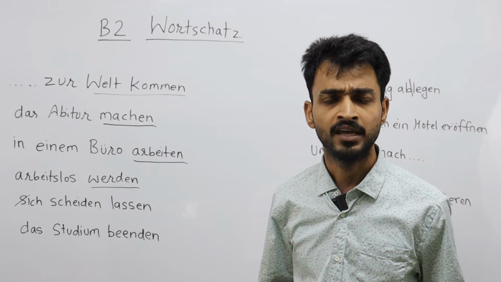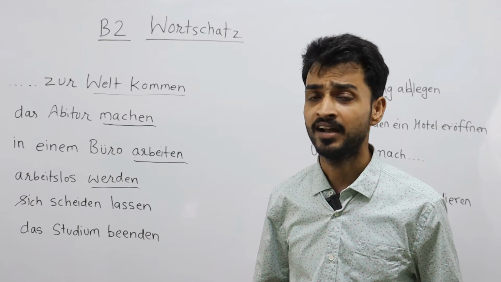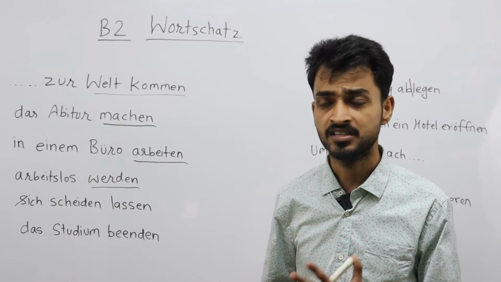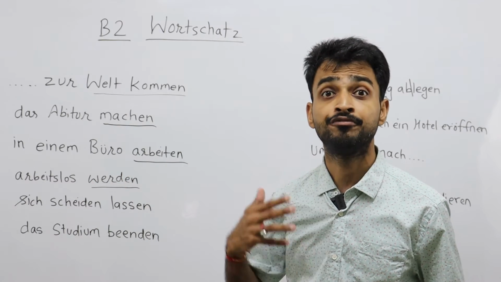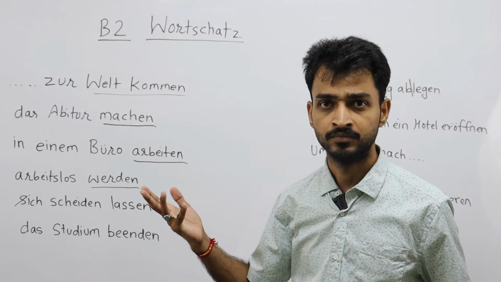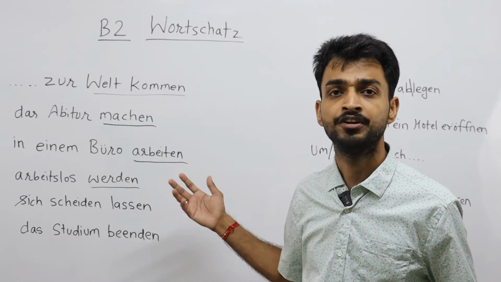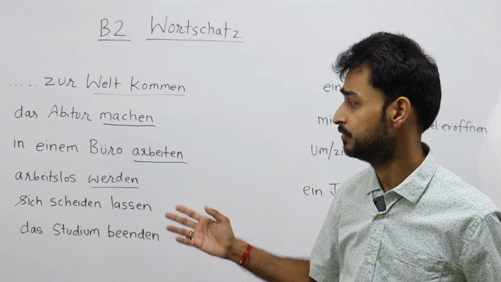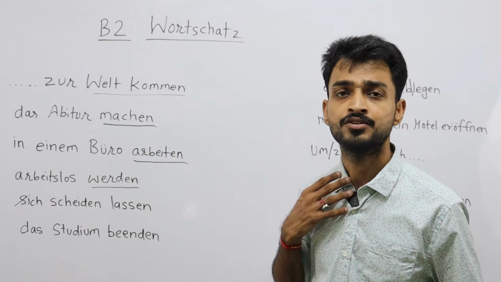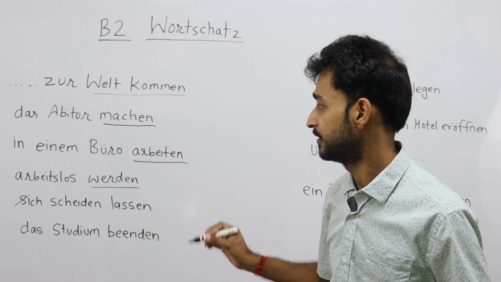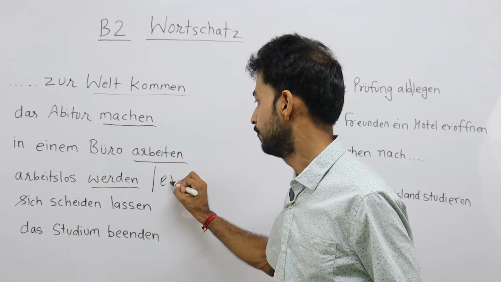He has no job. Hat keine Arbeit. Hat keinen Job. Ist arbeitslos, or wird. Better is wird. He becomes. Wird arbeitslos. With third person, we say wird. Or ich werde. Ich werde arbeitslos. Okay? Wird.